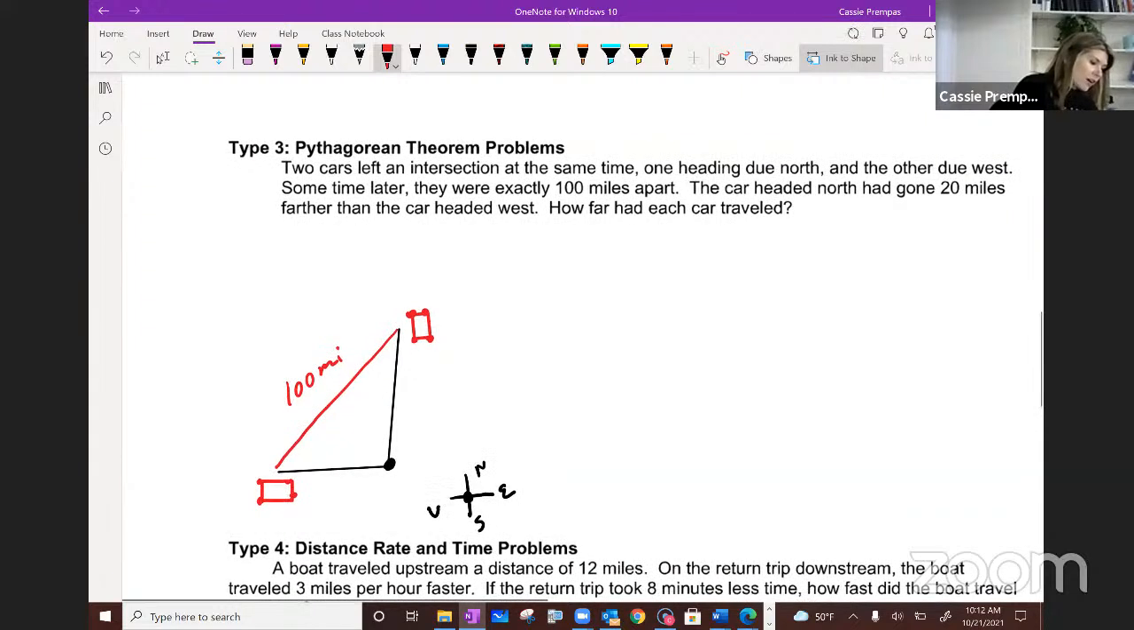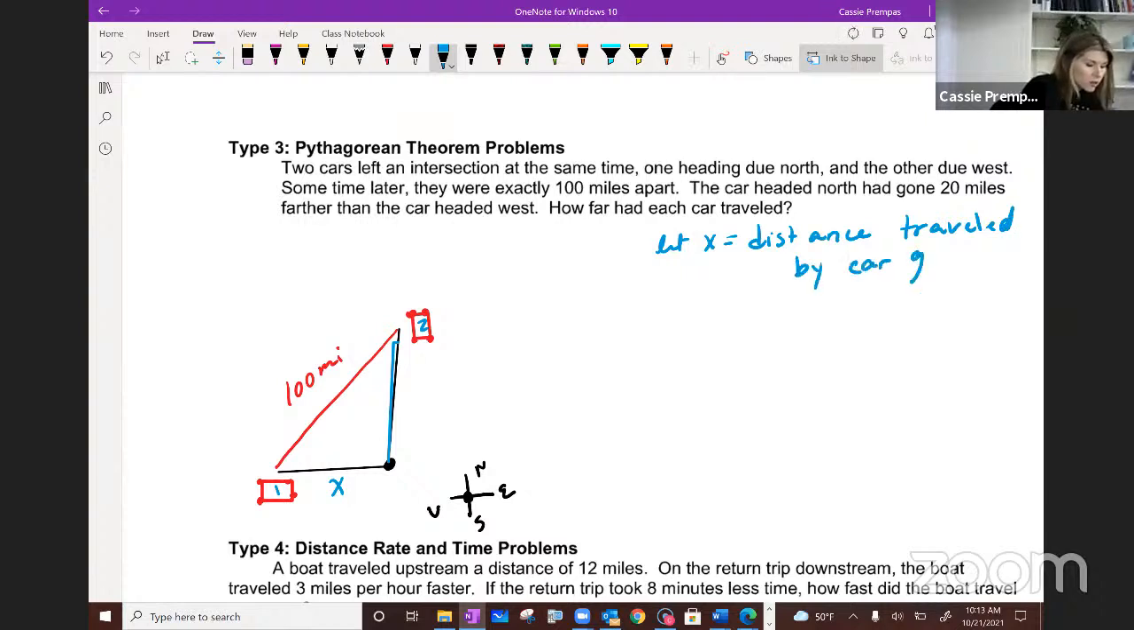Now I'm looking for how far each car has traveled. So I could call this car 1, this one car 2. And it says the car headed north, so that's this direction, has gone 20 miles farther than the car headed west. So I'm going to let x represent the distance traveled by the car heading west. Then how would I represent the one going north? Well, it says he's gone 20 miles farther, so that would be whatever the distance is plus 20.